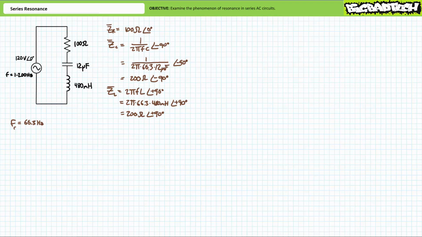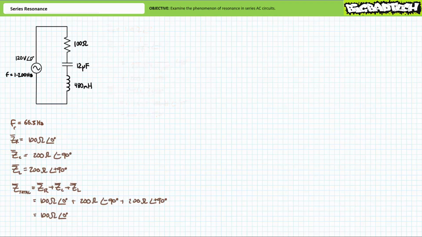Let's now examine electrical properties like total impedance, current, and voltage distribution within this series circuit at conditions of resonance. Be on the lookout for bizarre or unexpected phenomenon. Let's first look at total impedance. The total impedance for this series combination of three elements at the resonant frequency is Zr plus Zc plus Zl. Substituting our given values, we find total impedance to be 100 ohms at an angle of 0 degrees. It appears as if Zc and Zl, being equal in magnitude yet of opposite polarity, effectively cancel each other out, such that the source is under the impression that the circuit consists of only the resistive component.